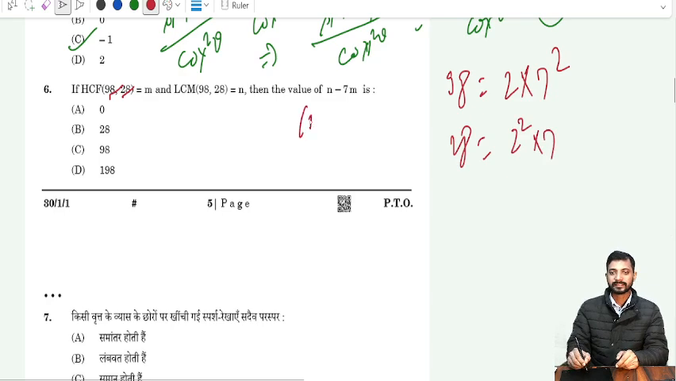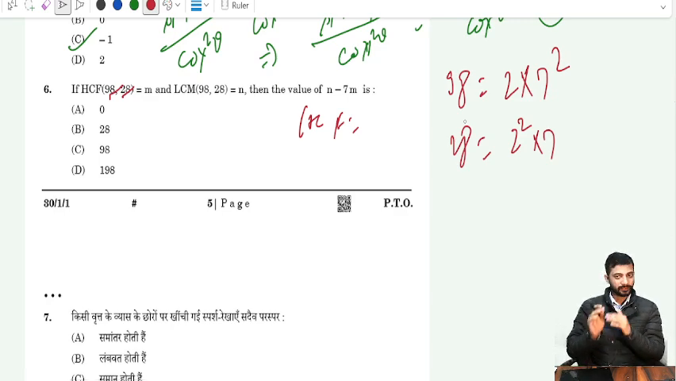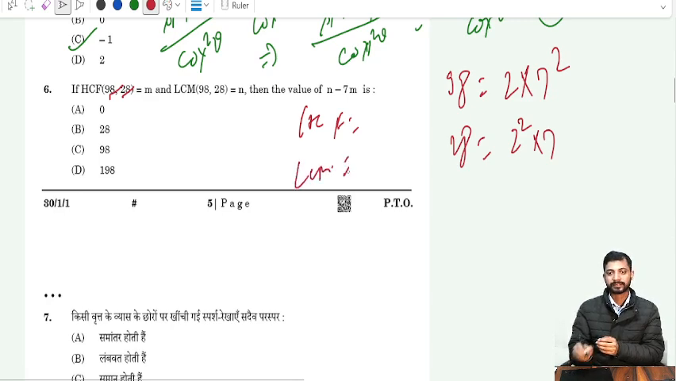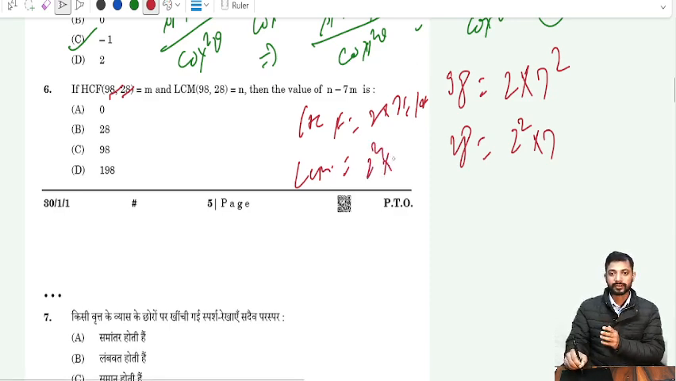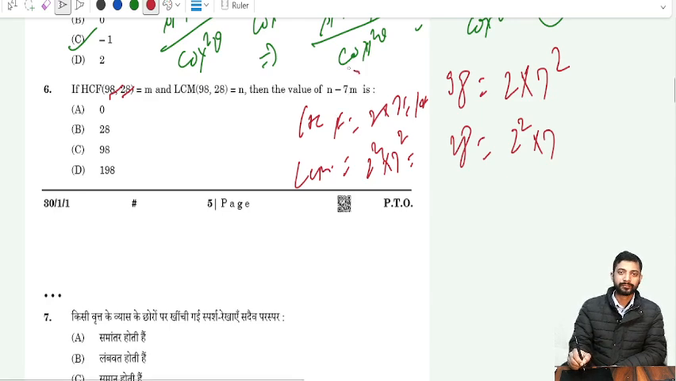Hence HCF is equal to the highest common factor, and LCM is the lowest common multiple. So HCF will be 2 into 7, that is 14, and LCM will be 7 square into 2 square. Here you can multiply, or you can also solve this without multiplying. Now let's find the values. Here your question is N minus 7M.